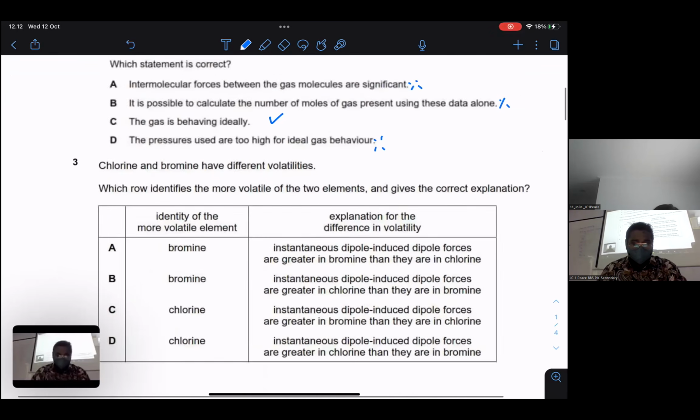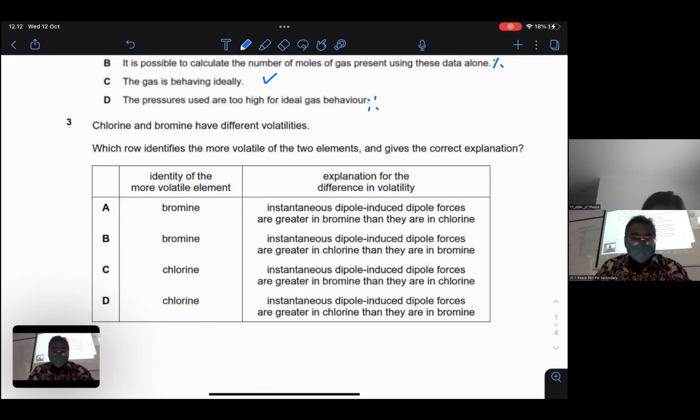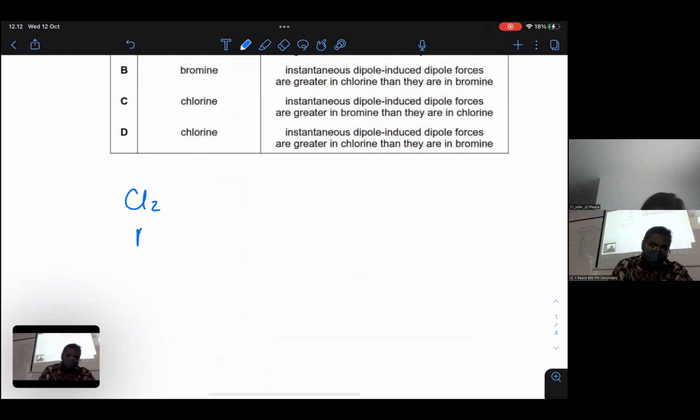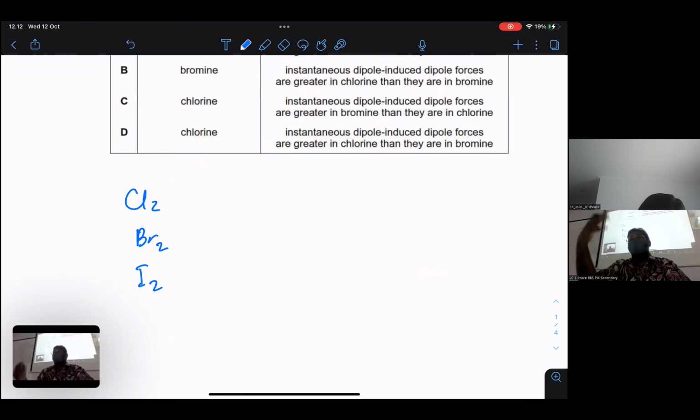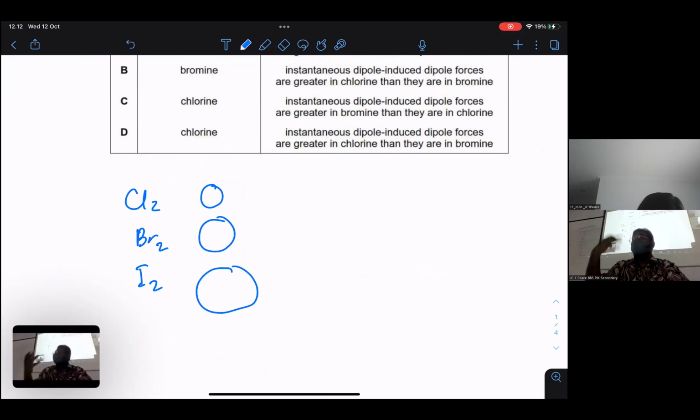Anyway, let's actually look at question number 3. Chlorine and bromine have different volatility. If you look at chlorine and bromine, Cl2, Br2, and I2, we know that as they go down, they are generally getting bigger and bigger. And I told you, the bigger the molecule, the more electrons, so more instantaneous dipole. So it means that the boiling point as you go down the group is going to increase.